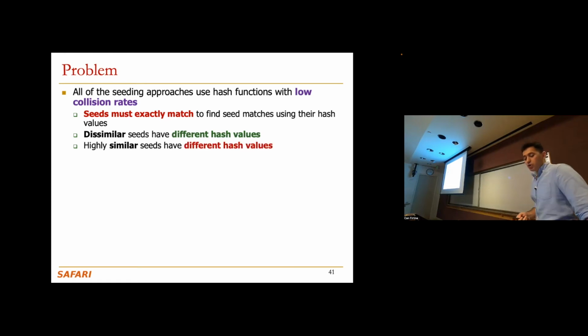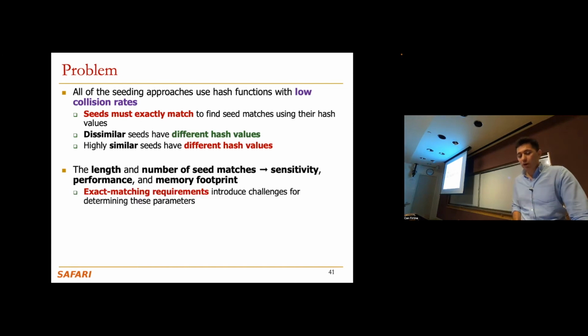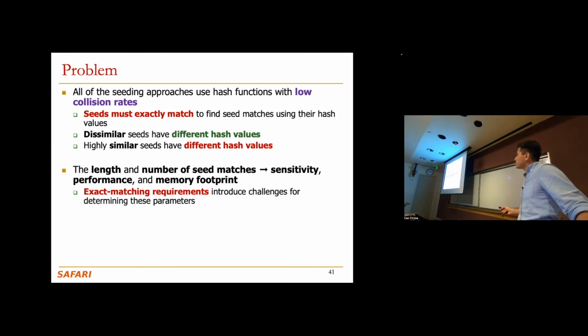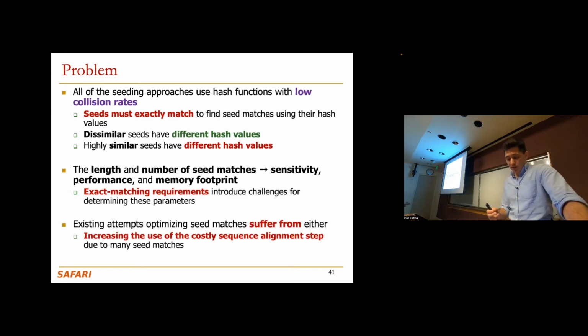But we also probably have completely different hash values for highly similar seeds, meaning that we're actually missing these highly similar seeds when we're trying to identify the similarity between sequences, right? This is problematic because today the length and the number of seed matches dramatically impact the performance and the accuracy of the read mappers. We identify these parameters based on this exact matching attribute, which then has a dramatic effect on the performance and the sensitivity.